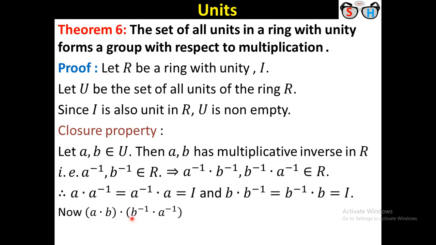Here A dot B into B inverse dot A inverse, you have to calculate it and show that this is equal to I. Since multiplication in a ring is associative, we just have to shift the bracket between B and B inverse. So A dot B dot B inverse dot A inverse. Here B dot B inverse means I, that is A dot I dot A inverse. This is equal to I. So B inverse dot A inverse is the right identity.